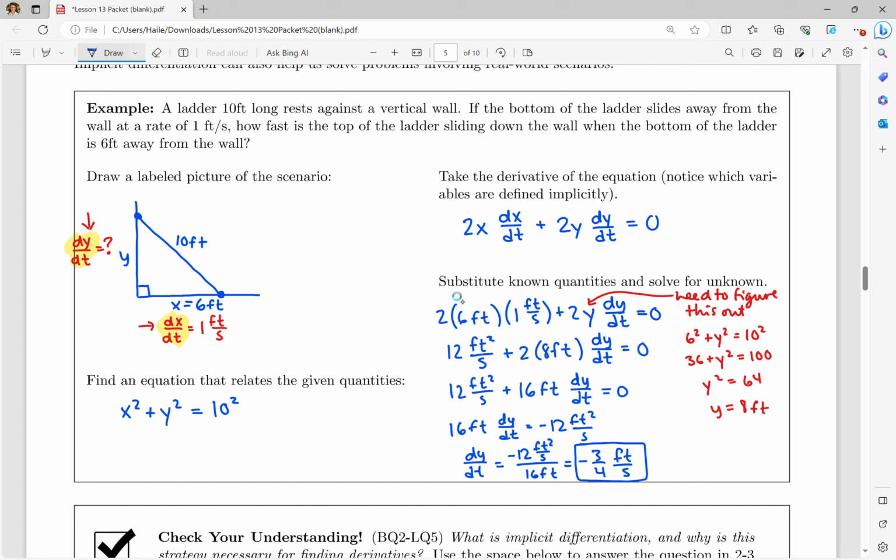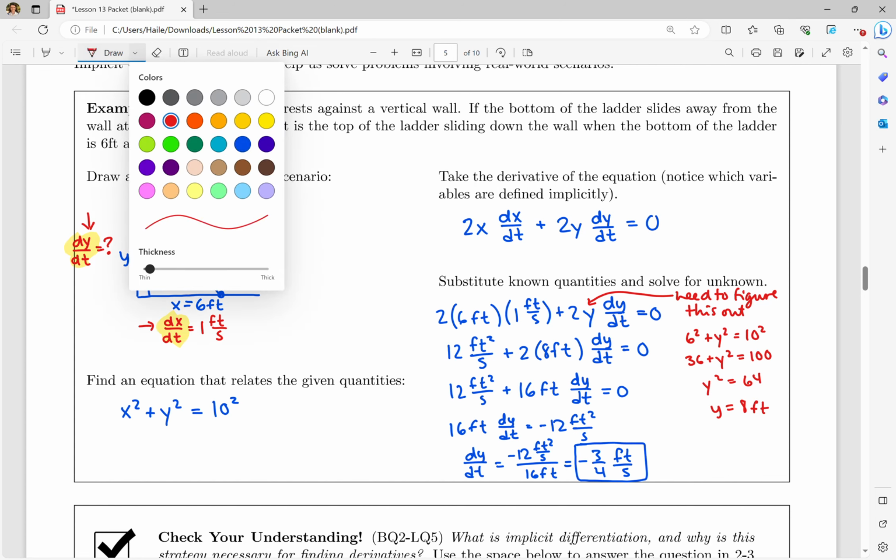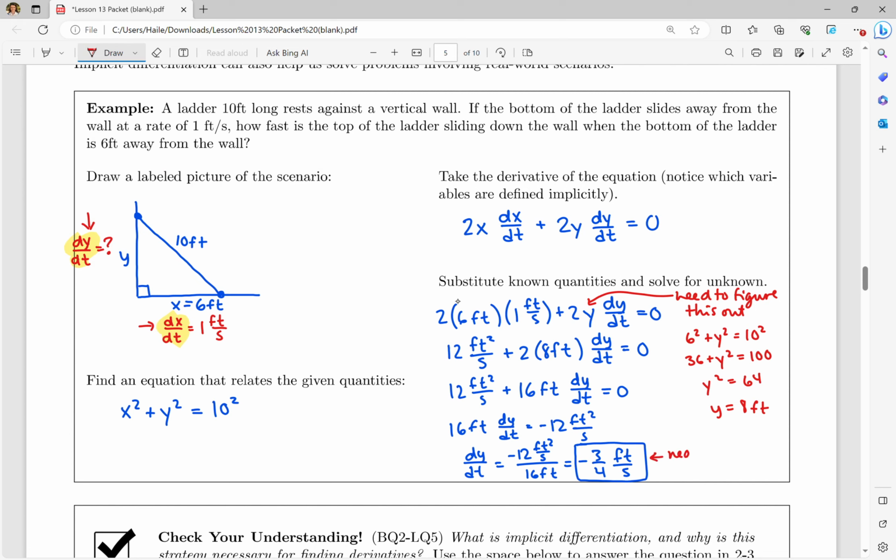And so let's just really quick make a comment about the negative in this answer. Negative makes sense because the ladder is sliding down the wall.